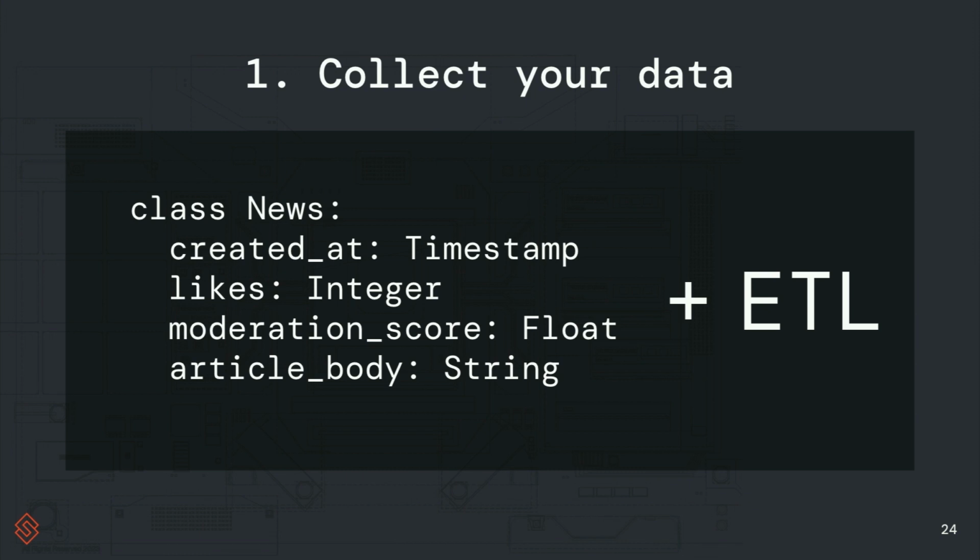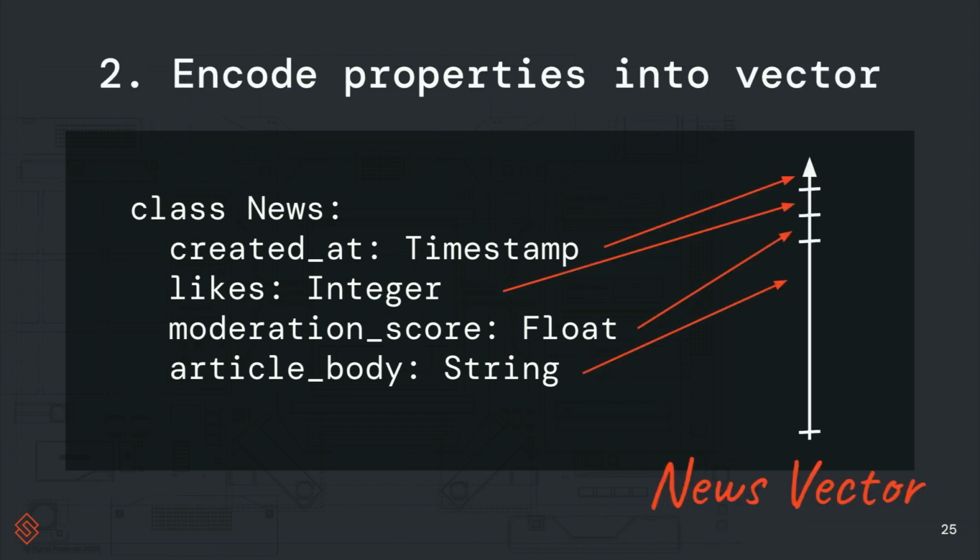So you'll try to collect everything you know about your, let's say, news, right? And you want to keep the types. You want to keep the moderation score and article body and likes and all the different data types. You want to build some ETL pipeline to collect the likes and the body of the news. You want to get this in one place. And somehow you want to encode those different things into the actual vector. Remember, we need to encode the whole news object into the actual vector. So you have to figure out how to do this transformation.